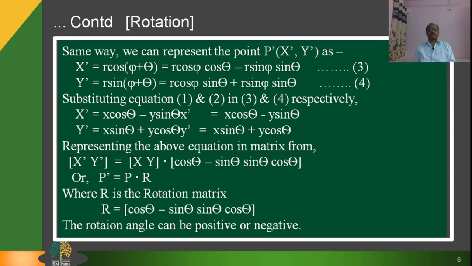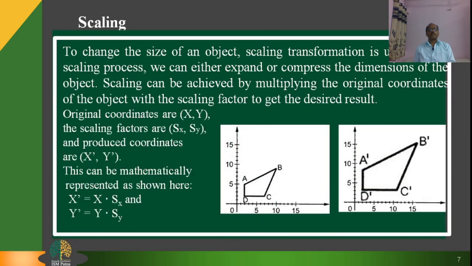So these are described, and next is scaling. Scaling is a way by which we can change the size of our object. The size may be enlarged or may be reduced.